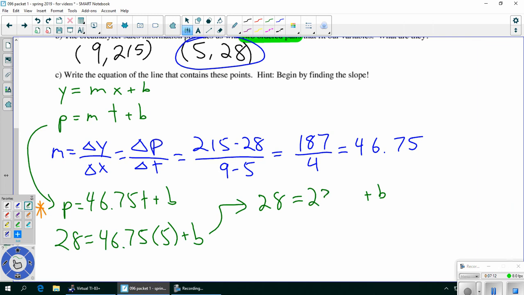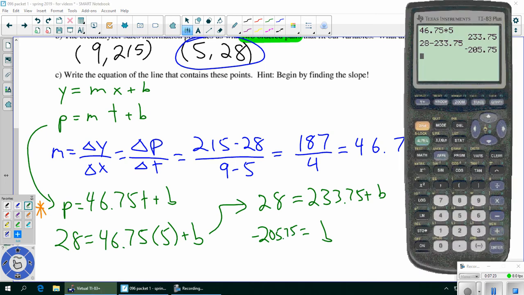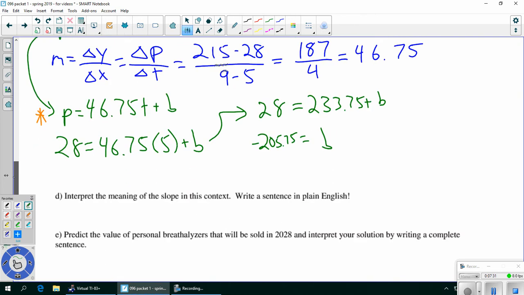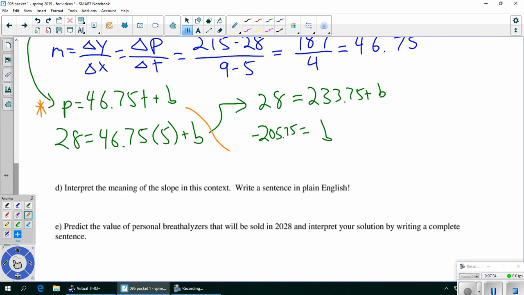So this is 233.75, and then b turns out to be negative 205.75. Did I remember that number? I did. Okay, so that is our value of b. We're going to check our answer. They got it right this time. Okay, and then we go to our starred equation and just write our final answer. P equals 46.75 t, and then minus 205.75. So that is the equation of the line that connects the 2 data points that were given in that paragraph about the personal breathalyzer market.